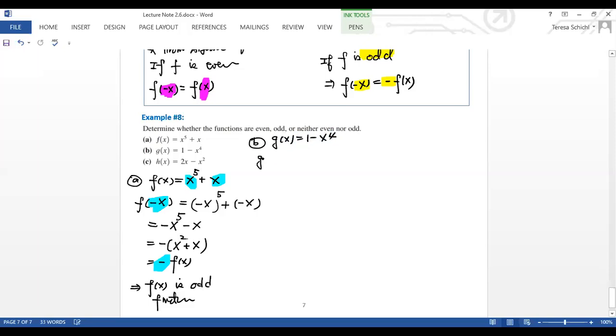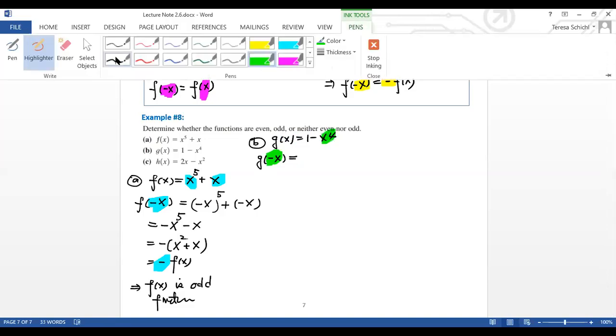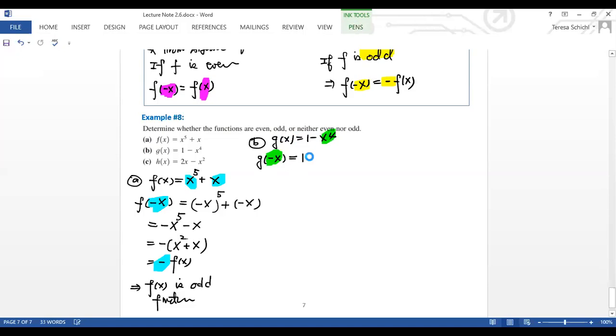As always, I don't know what this graph looks like, so let's substitute the negative. Remember, for negative x, everything with x needs to be negative. So that's what we talked about before. So this will be 1 minus, x will be negative x to the what? The fourth power.